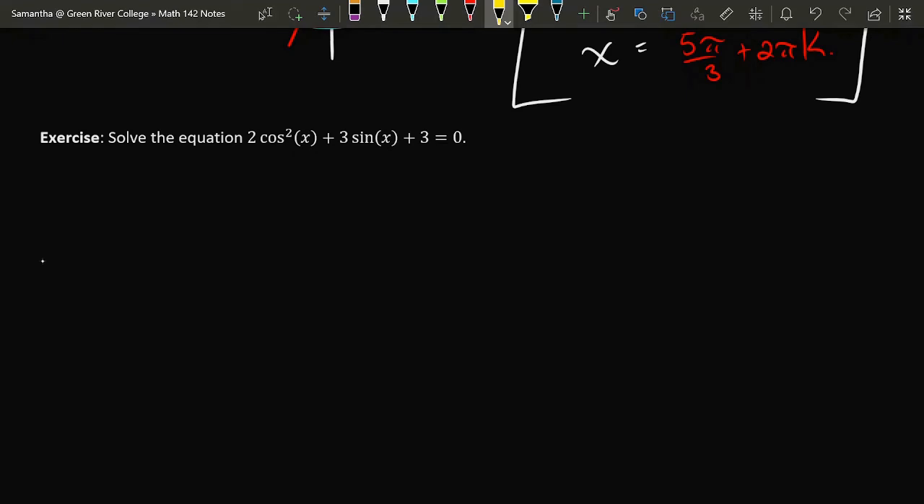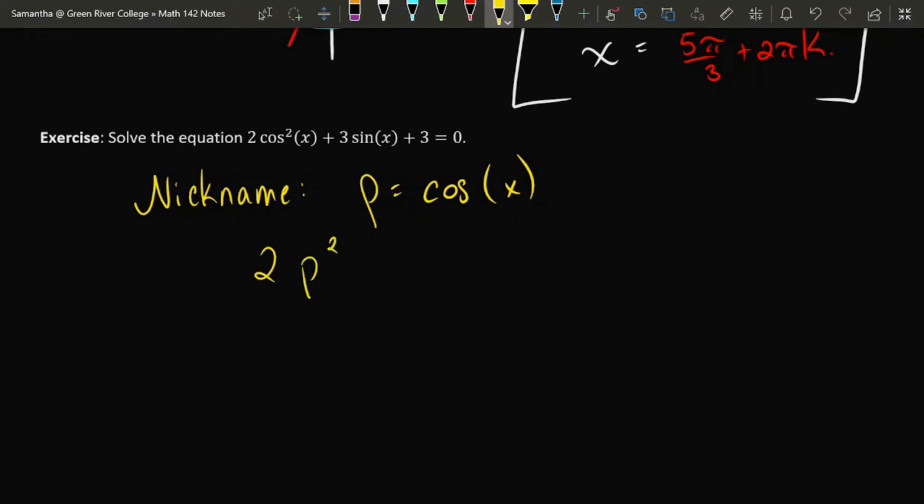So this is going to create some issues, because if we tried the same trick that we used before of using a nickname, p equals cosine, then I would be able to use this nickname to simplify the first term to 2p squared. But I would have to introduce a different letter for sine, because sine is going to be a different number. So maybe q or something like that.